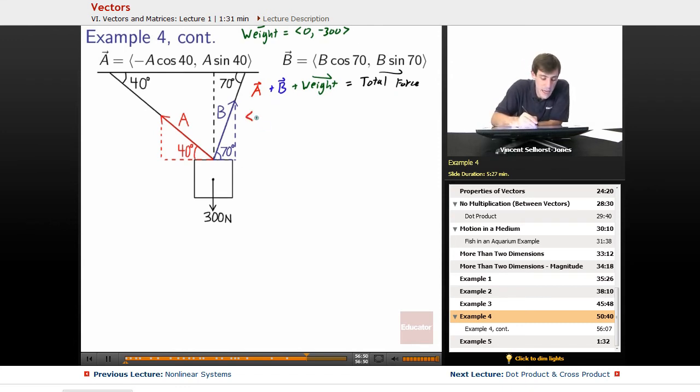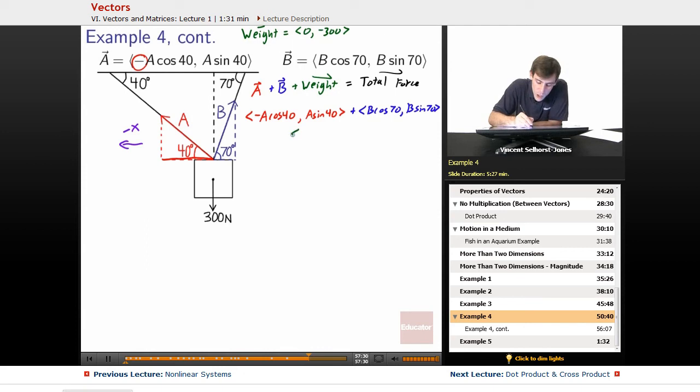So we've got negative A. Oh, that was one thing I didn't say on the previous slide. I put it as A cosine 40 because A cosine 40 is the length of this side, but it has to be negative because when we go to the left, it is negative in the x direction. Both of the verticals are positive because they're both pointed up, but only the B is pointed to the right and thus pointed positively horizontally as well. All right, so we've got negative A cosine 40, A sine 40, plus B cosine 70, comma, B sine 70.